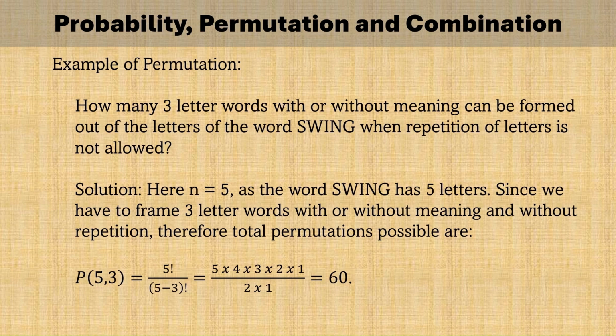Since 5 minus 3 is 2, we can cancel out 2. So, only the numerator is left, which is 5 times 4 times 3 equals 60.